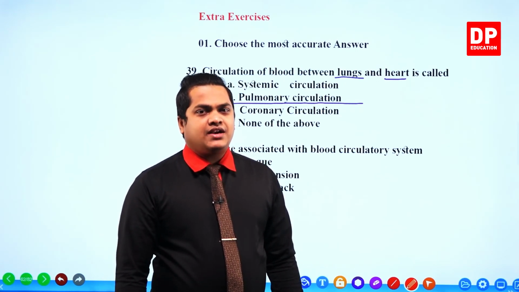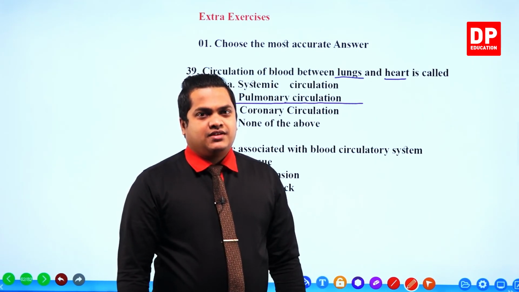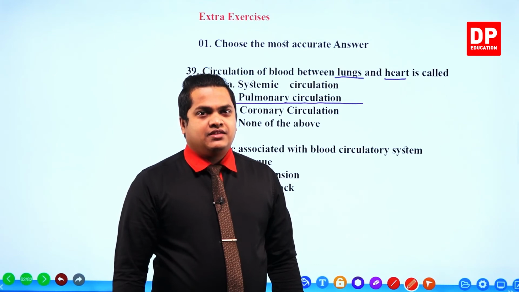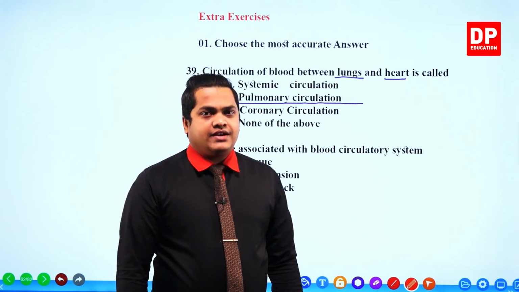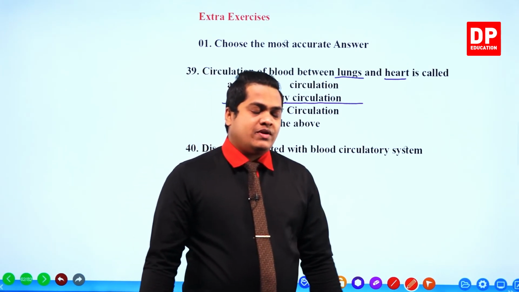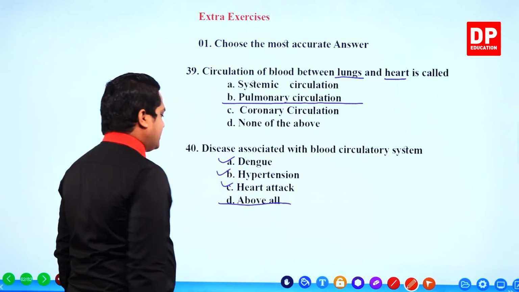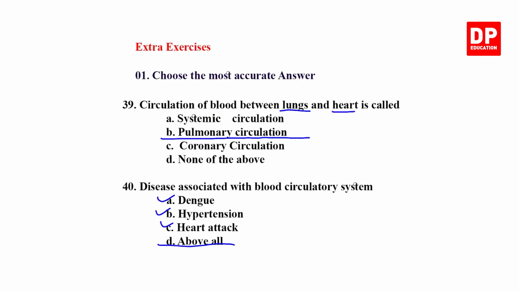Then it is given heart attacks. Heart attack is an obvious answer, right? The heart is affected within the blood circulatory system. So heart attacks directly affect the circulatory system. So my dear children, all of these things are correct. So "all of the above" is our answer for the diseases associated with the circulatory system.